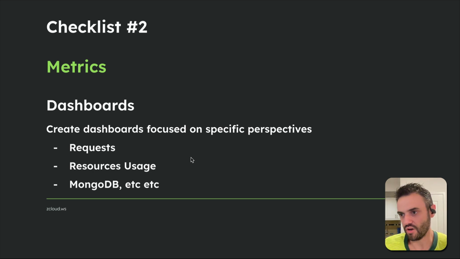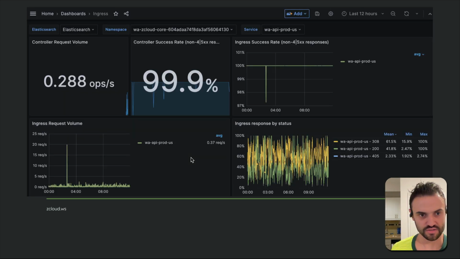I'm saying your client can be yourself, or somebody that's going to consume the metrics. So again, abstract. Don't think just in terms of a real client paying money every month. You can create dashboards focused on specific perspectives. For example, I want to understand the requests, the resources, MongoDB. Because if you try to put everything in the same dashboard, it's going to be a mess. And the idea of the dashboard is to give you answers, so you need to have very specific answers.